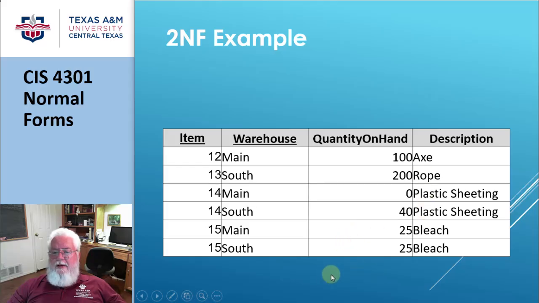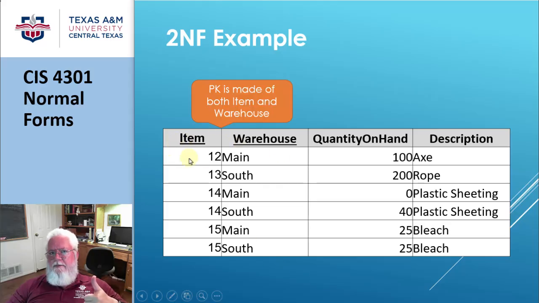So right off the bat, you might be looking at this going, I don't see anything wrong. The primary key is made up of both of these items. So far, so good. The quantity on hand, yeah, because the quantity on hand of 14 in the main is 0 and in the south is 40, so that makes good sense.